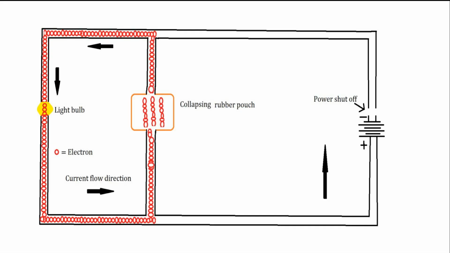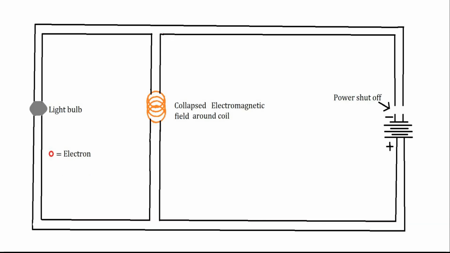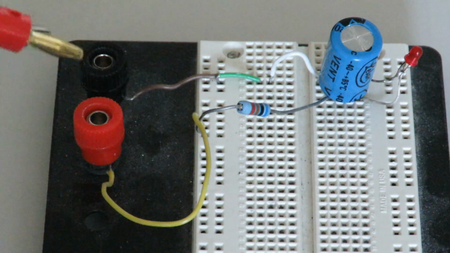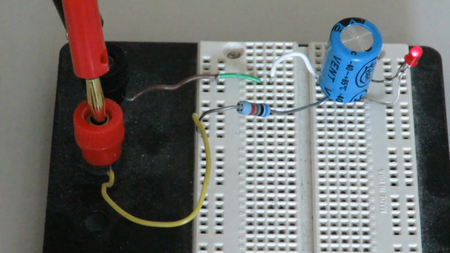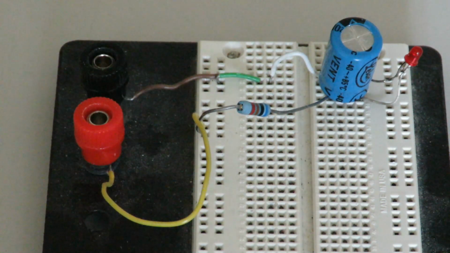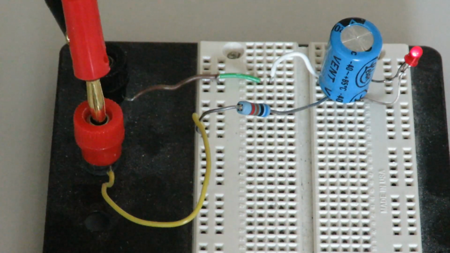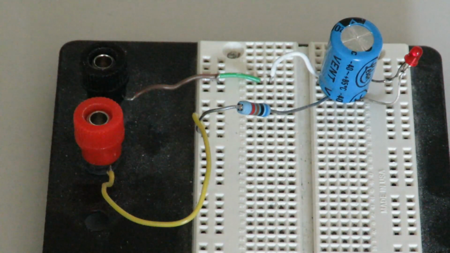Now, this process happens so fast that you cannot see it. Not like the capacitor, where it happens slow enough for you to see. You can see that. See, it's still glowing. It's still a little bit.